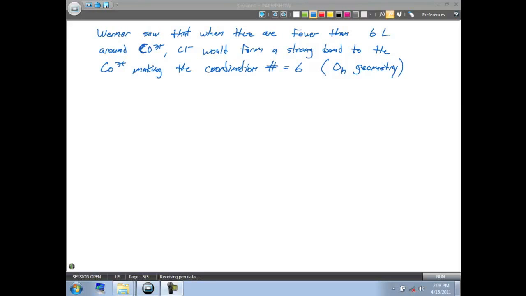So there's a couple things that I've introduced here, and one of them was coordination number. And essentially, what Werner did was he came up with two types of vocab words based on all these theories here. The first one is coordination sphere.